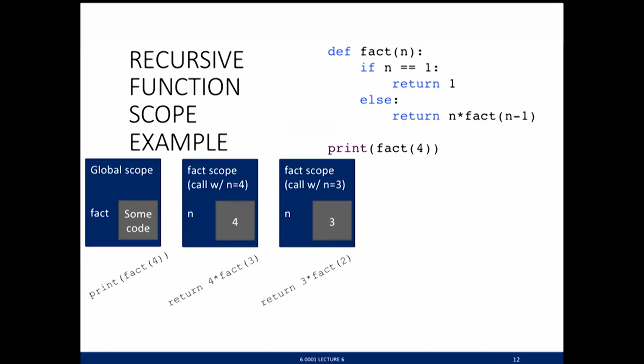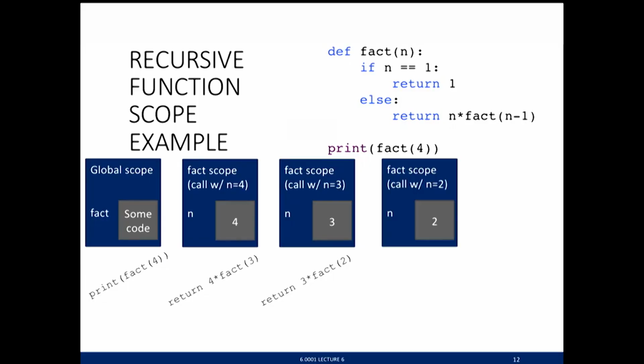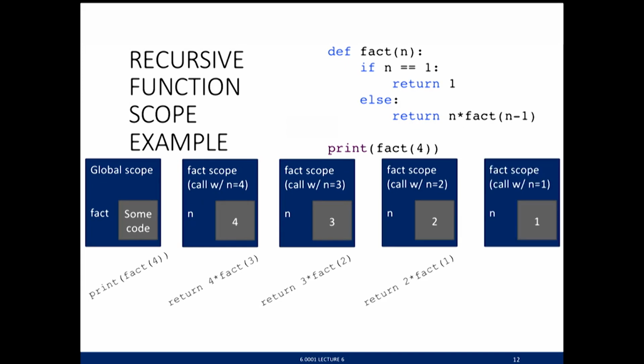Same thing, I need to get fact of 2. It's going to call fact again with n bound to 2. Relative to that, evaluates the body. N is not yet equal to 1. That says I go into the else clause and return 2 times fact of 1. I call fact again, now with n bound to 1. And fortunately now that clause is true. And it says return 1.